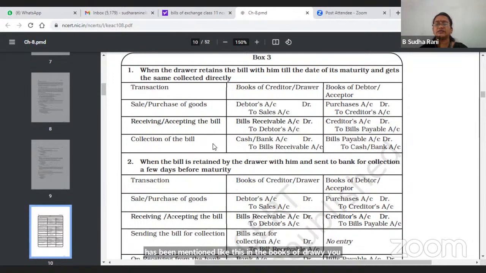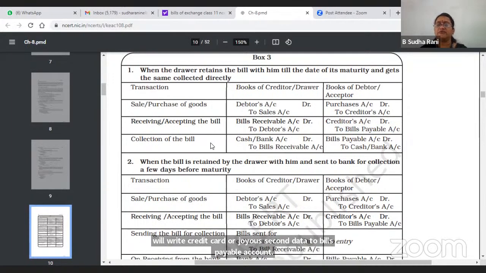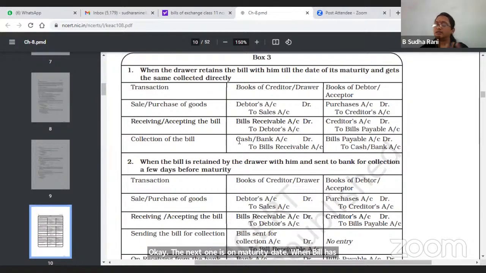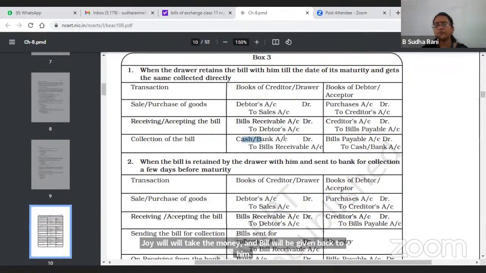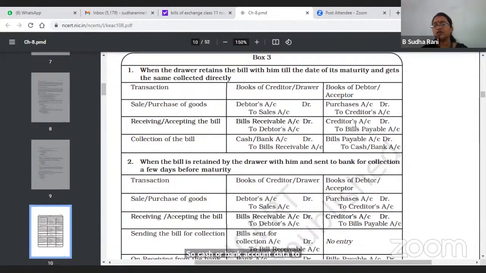The next one is on the maturity date. When the bill has been met or honored on the due date, the drawer will take the money and the bill will be given back. So cash or bank account debit to bills receivable account in the drawer's books, and in the drawee's books, bills payable. The bill is taken back and he is making payment to the drawer. That's why bills payable account debit to cash or bank account.